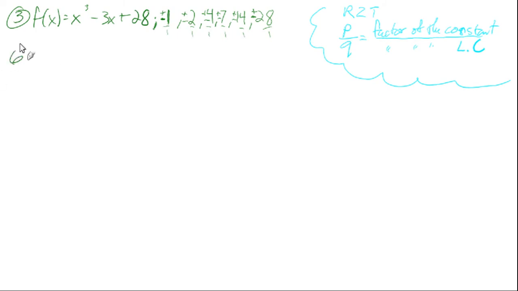Let's do number 6. Okay, slightly more involved problem. 2x cubed plus x squared minus x minus 18. We're going to use the rational zero theorem again. To start, let's just list all the factors of negative 18, or of really 18, right? Whatever.